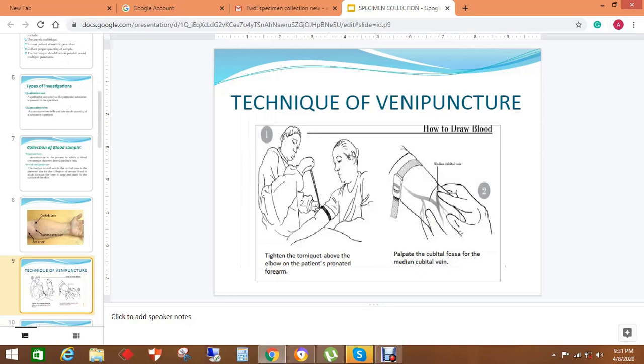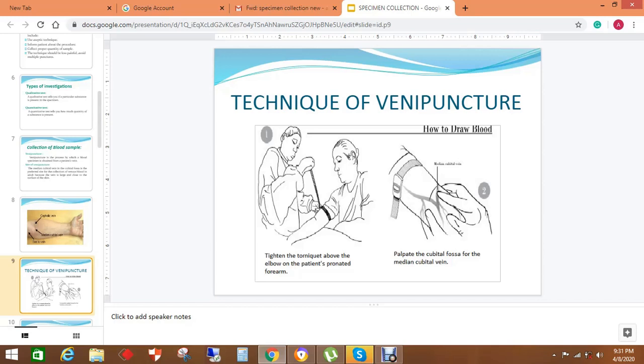The technique of venipuncture. This is just the diagrammatic representation of how you would draw a blood sample. We will not ask you to do this in your exam, so don't worry about it. This is just to give you an idea of the procedure.